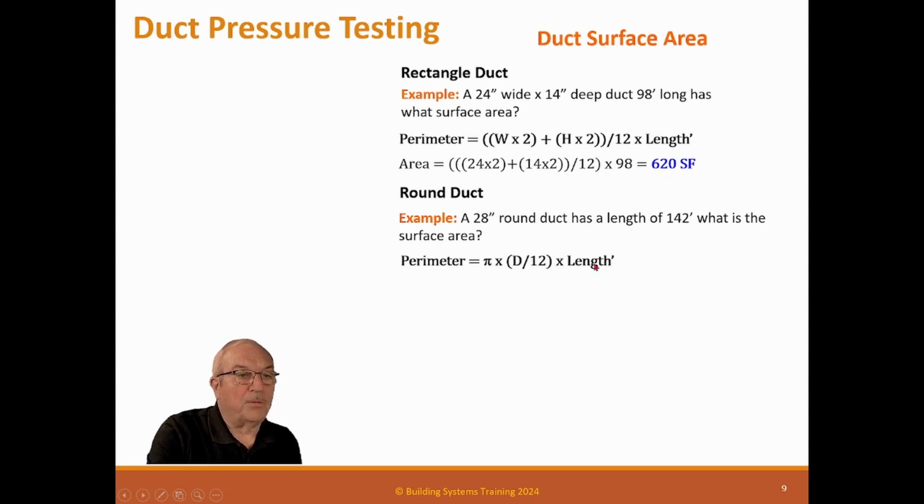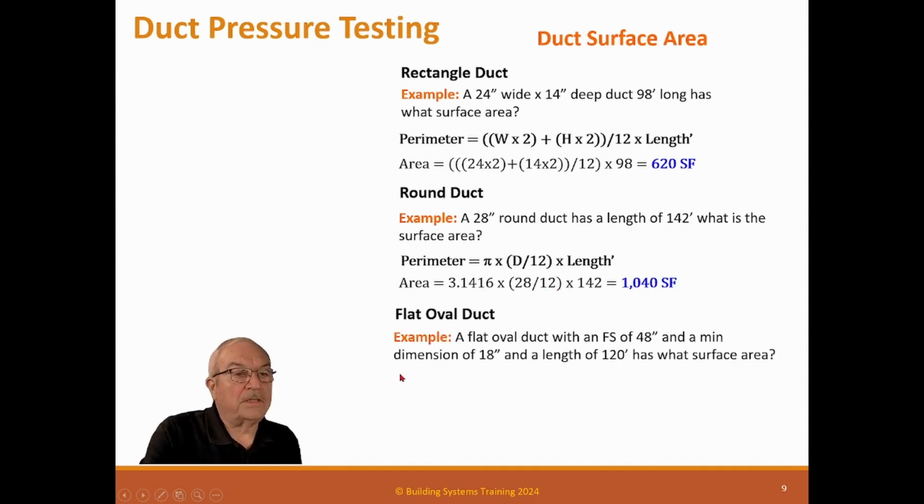So a round duct, of course, is perimeter. You have a 28-inch round duct that's 142 feet long. The surface area will be pi times diameter, divided by 12, times length, which equals 3.1416 times 28, divided by 12, times 142, which equals 1,040 square feet.